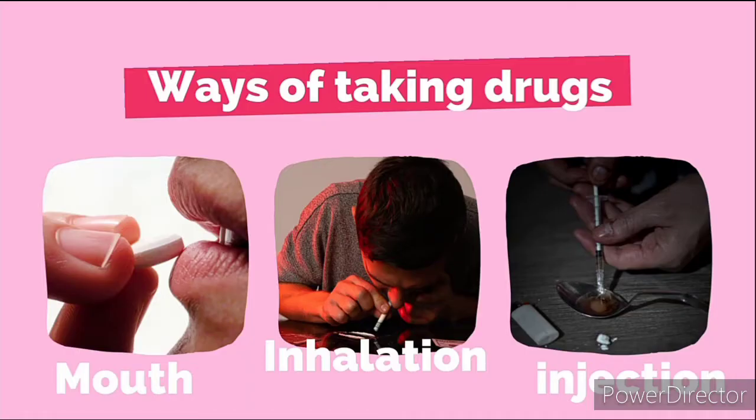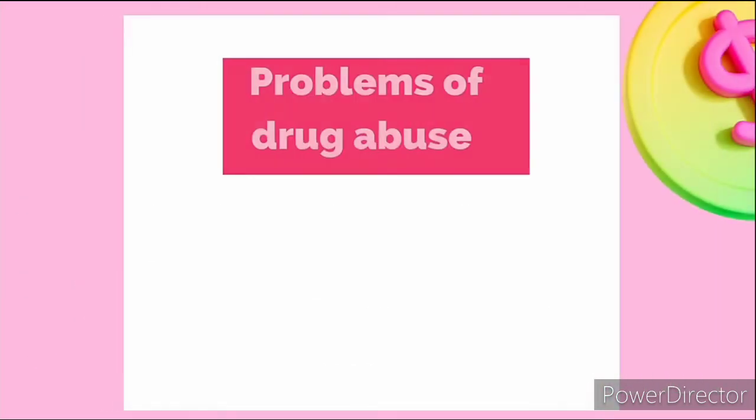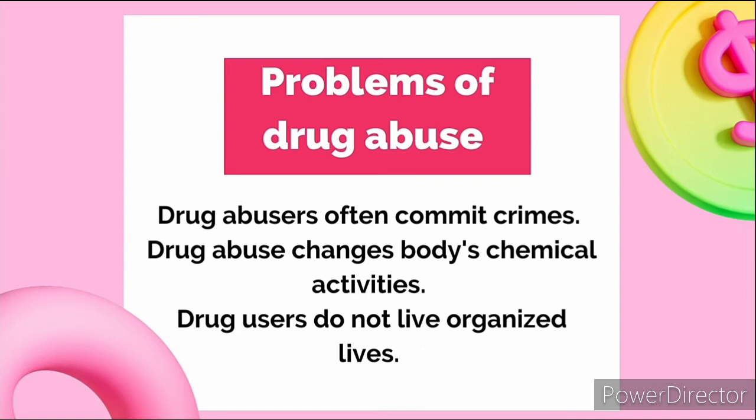We have several problems of drug abuse. These problems include: drug abusers often commit crimes. Drug abuse changes body chemical activities. Drug users do not live an organized life. Drug users often abuse their family members. Drug users are often violent, causing crimes and disturbance in the society. Drug abusers often give birth to abnormal children because of their intake of drugs. Drug abuse is really a problem. It's very bad and it shouldn't be something you find yourself doing.